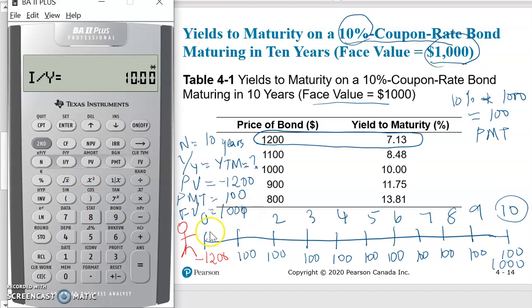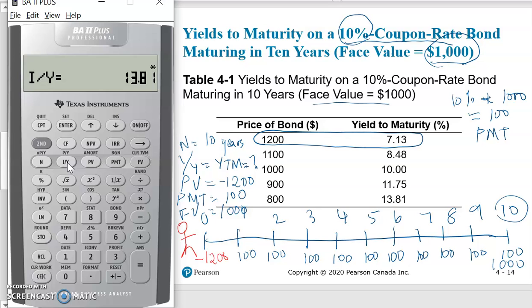My next case is when I paid $900 for the price of the bond. So negative $900. I set it to the present value, then compute I/Y for the yield to maturity, which gives me a yield to maturity of 11.75%. And finally, if I just paid $800, so set my PV to negative 800, compute I/Y, which gives me a yield to maturity of 13.81%.